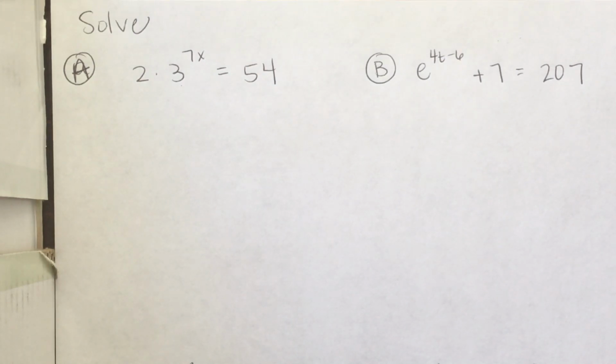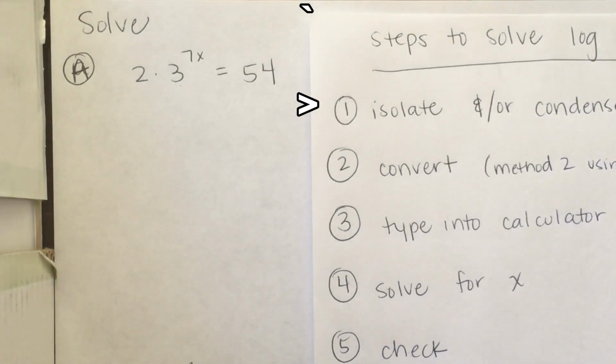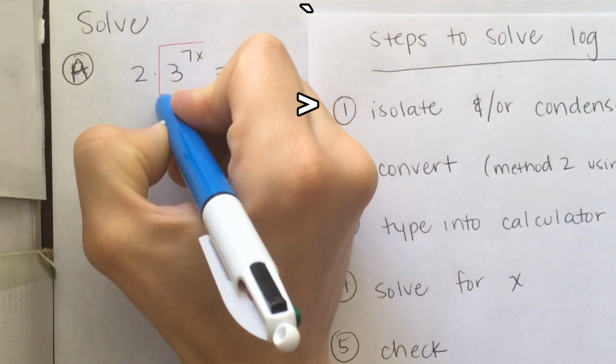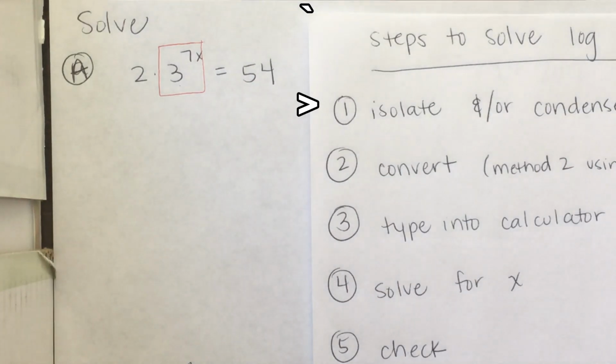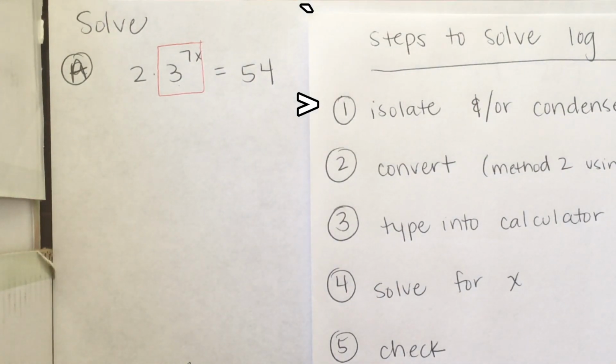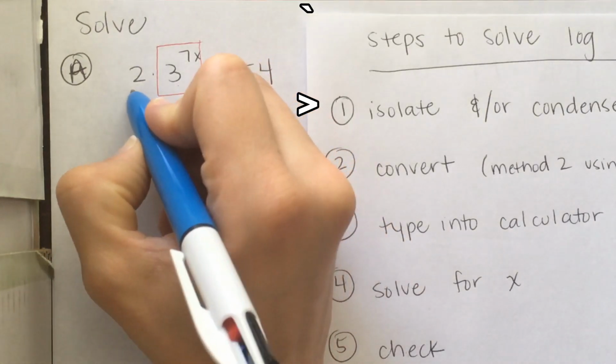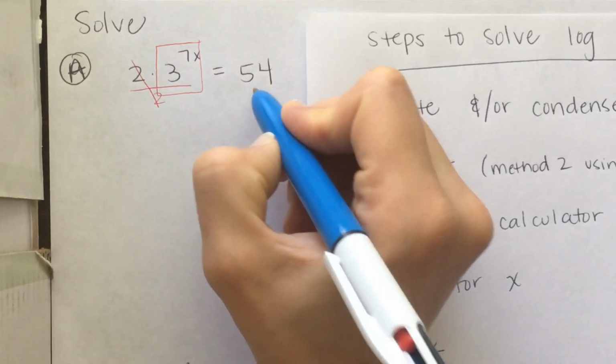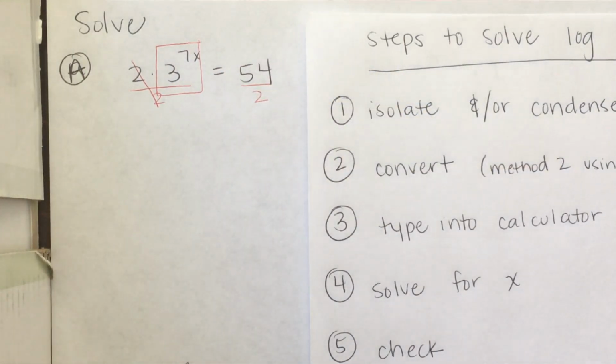Instead, our first step says to isolate. We need to get this piece by itself, this exponential part. So I want to isolate it. I need to divide my 2 over. 2 times 3. So if I need to get rid of it, I would divide 2 over.